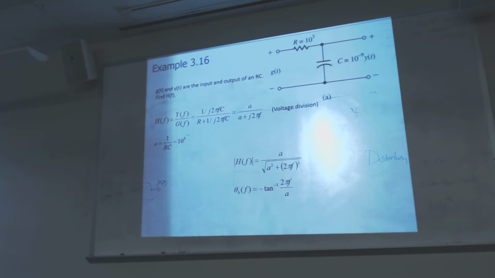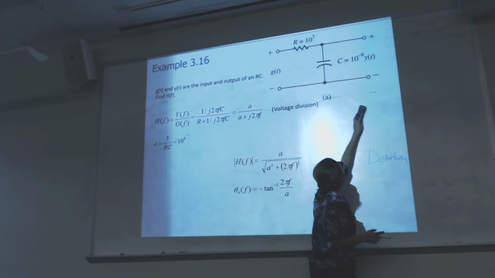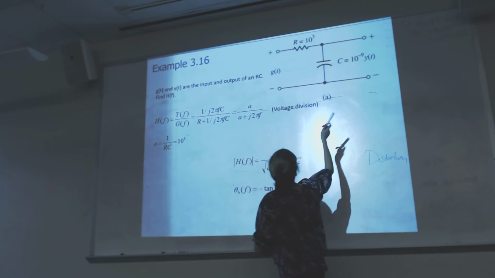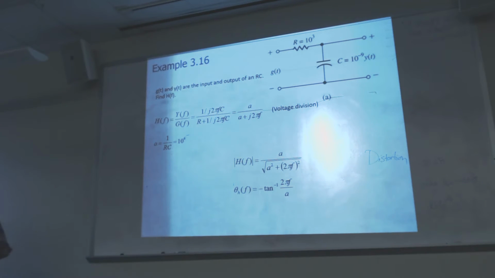Okay, now going back to the example. So it's an RC circuit. The output Y takes the voltage across this capacitor, and this is the input. So we're going to find what's the H of f for this system. What's the transfer function? H of f is nothing but Y of f divided by the input, G of f. The output divided by it.